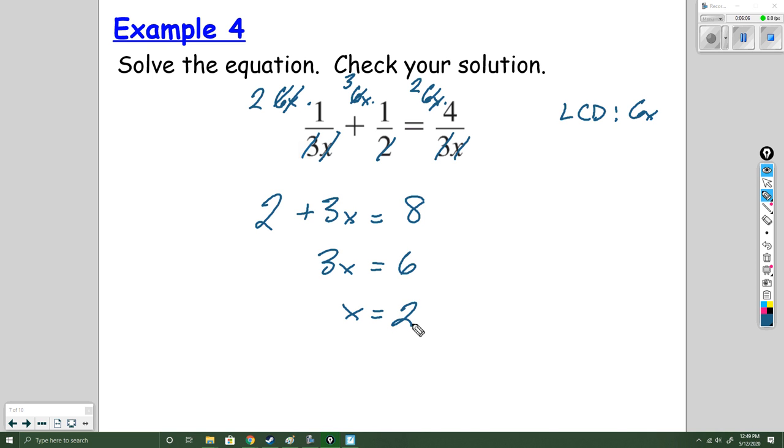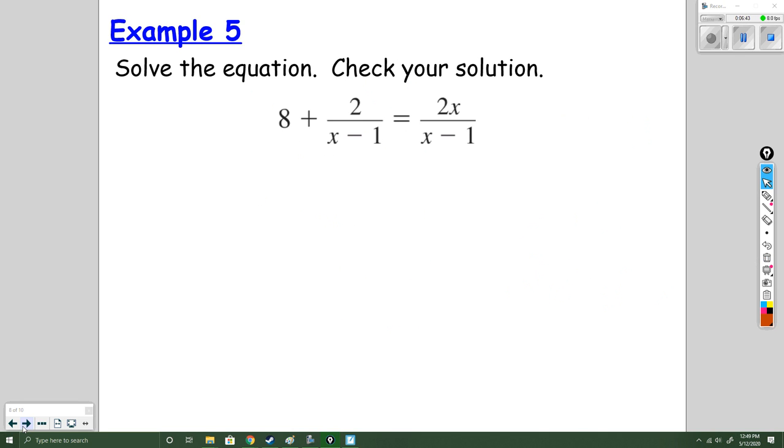And of course, once again, we're going to check our solution. As we do that, I'm just going to do some of the computations as we go along. So plugging into where I see x, we'd have 1/6 plus 1/2 equals 4/6. Well, that doesn't have the same denominator as those two, so let's change it. 1/2 is 3/6, and 1/6 plus 3/6 equals 4/6. So it works, so that means it's a solution. It makes the original equation true.